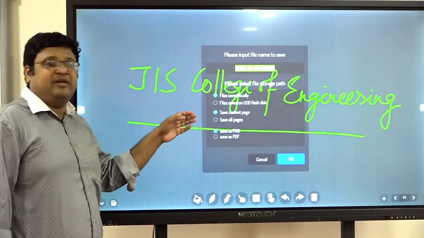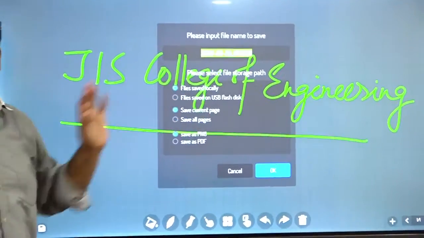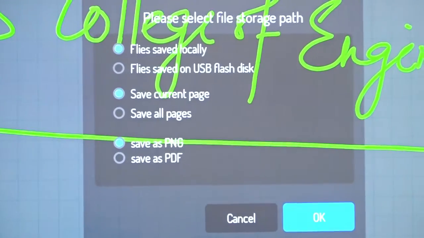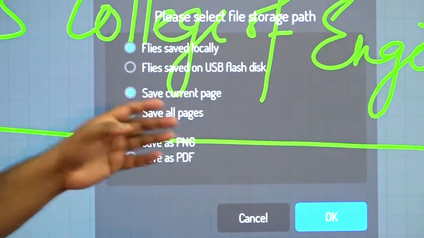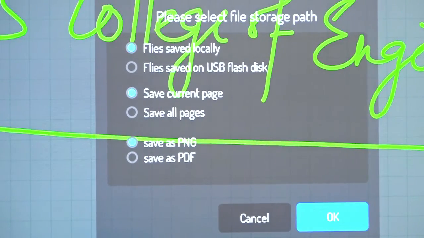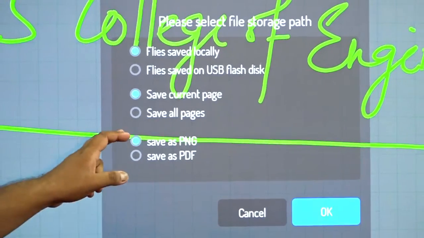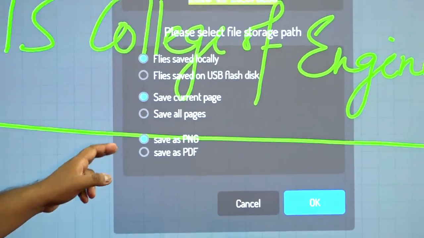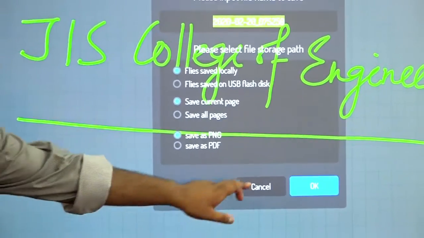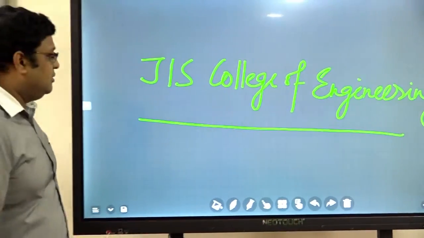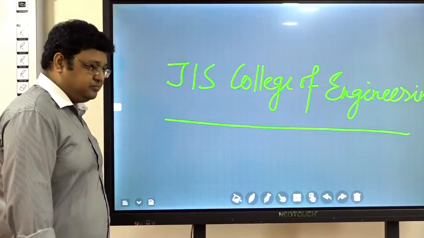After that, we have save current page and save all pages. As you can see, I will show you gradually how the pages have to be scrolled, and then we will get into these details. And two other options are there: save as PNG, meaning image, and save as PDF. So we can do whatever we want, right?